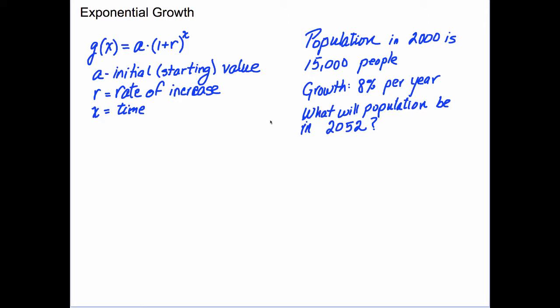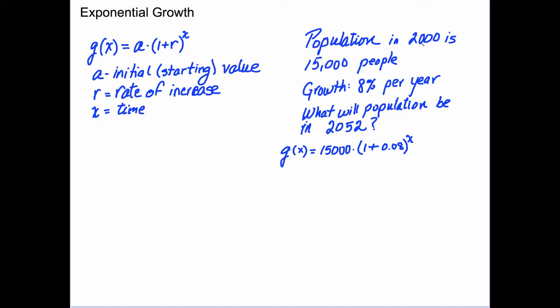So we can write the equation or the function as follows. The growth function is going to be the initial value of the population, the initial number of people, which is 15,000, times 1 plus the rate of increase, and it's 8%, so it's going to be 0.08, to the x power, and x will be the number of years.